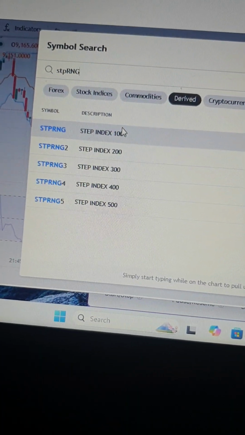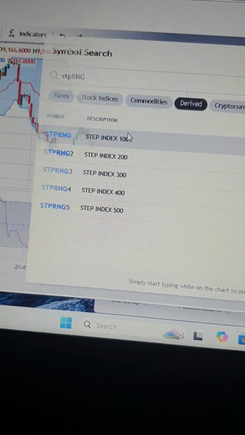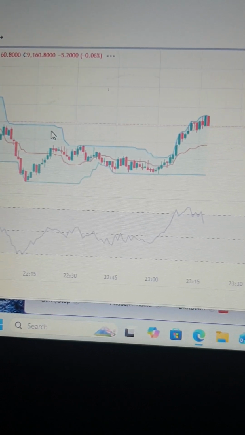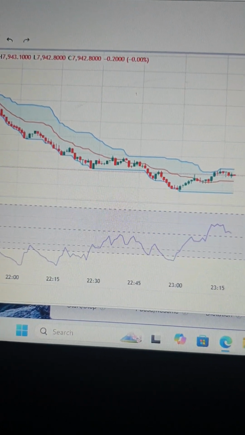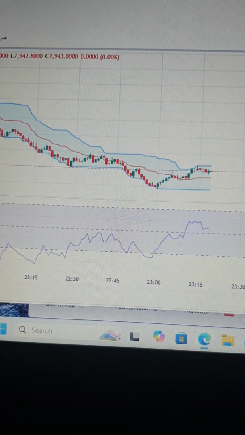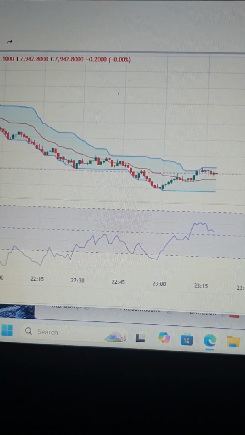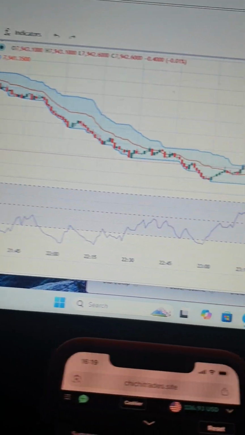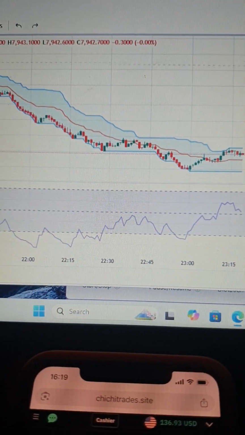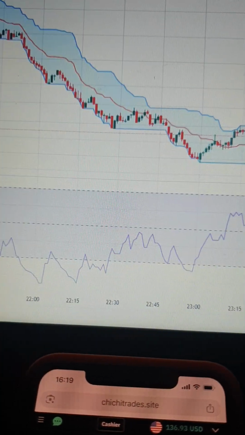100 index, let's look at 100 index. RSI is above 50, so we are going to be trading a falling market. That's what I said. 100 index is for the falling market. So I'll just make it clear for you guys. Let me raise the screen.